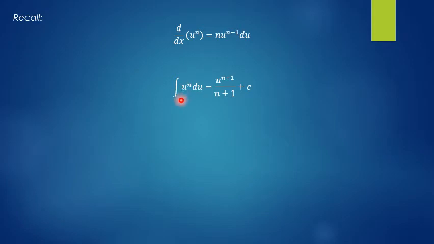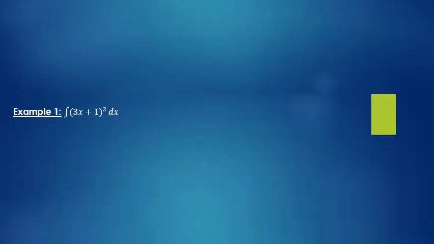And it is very much important that we would be able to find this du. That is, the derivative of u can be found in that integral. If ever we could not find du, we should try to find a way to make it appear, if possible. So let's get into the first example.